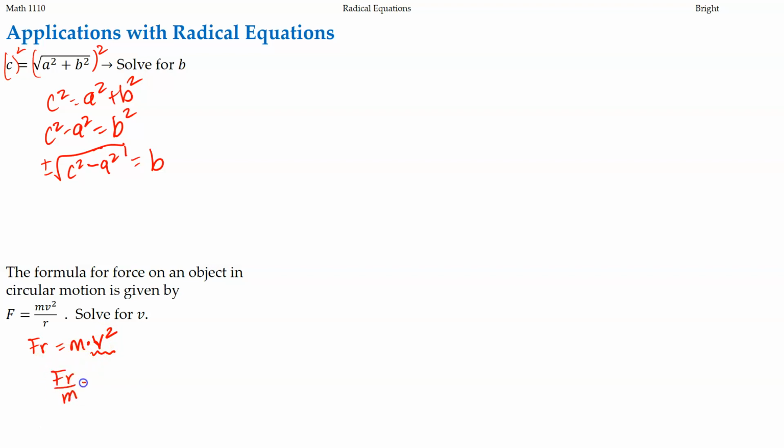Fr over m is equal to v squared. And I'm going to come up here to finalize it, square root both sides. And for right now, I'm going to say v is equal to plus and minus square root fr over m. Typically, and you would need to know more about the context, but if we're talking about just speed, we're probably using just the positive. So again, context will dictate whether to use both the plus and minus or just one side. Okay, so that one, again, not too bad.